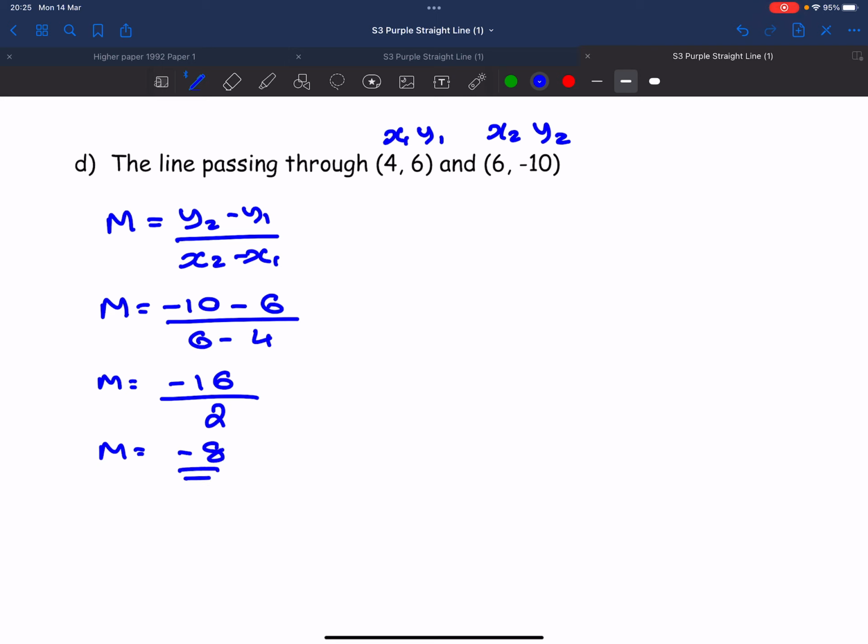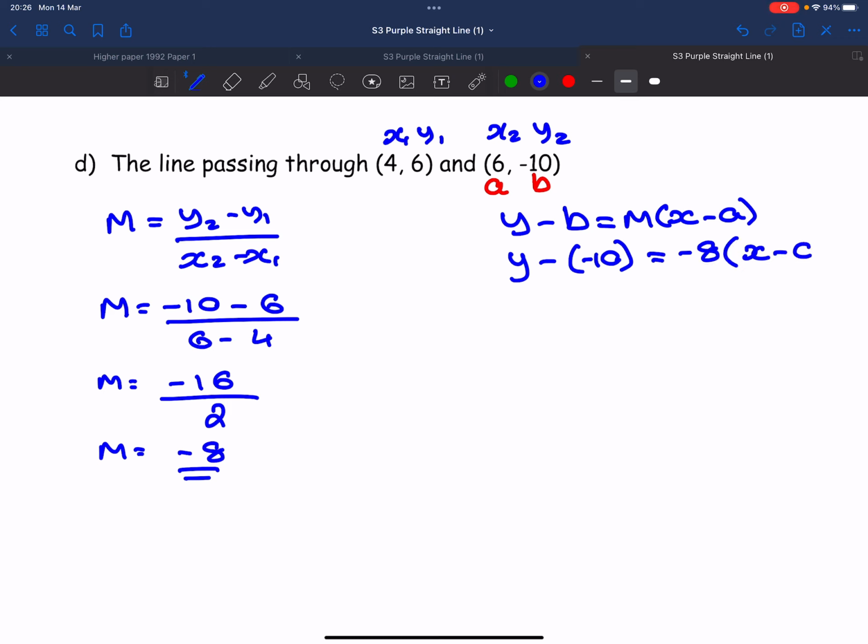Then I'm going to use this new equation, y minus b is equal to m bracket x minus a. Sub the values in. So pick a point to use. Let's be adventurous and let's choose 6, minus 10. We'll call that a and we'll call that b. Okay? So it's going to be y minus minus 10 is equal to minus 8 bracket x minus 6.